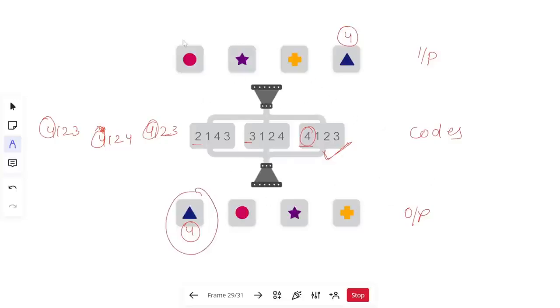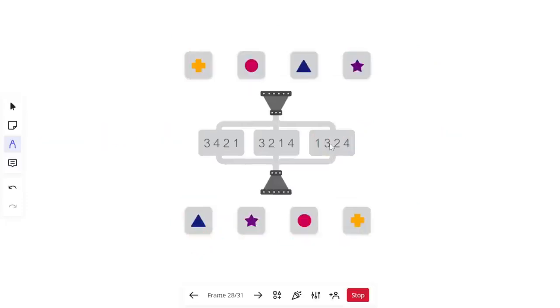Now let's verify our answer. I will give the markings to the remaining also, and we will see where they are going. So star is 2, circle is 1, and then plus is 3. So our final code is 4, 1, 2, 3, as we have already found out with the short trick. Moving on to the next question. Let's look at this question.